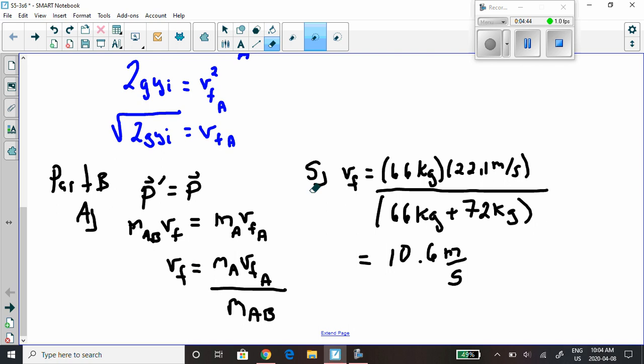Now we move to substitute. And in substitute, we plug in our numbers. There you have it. And then finally, we get a solution. And there's your solution.